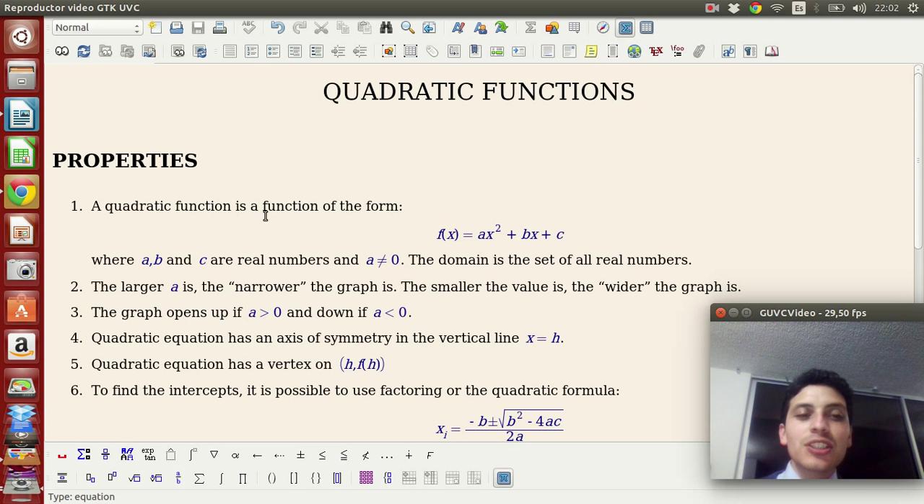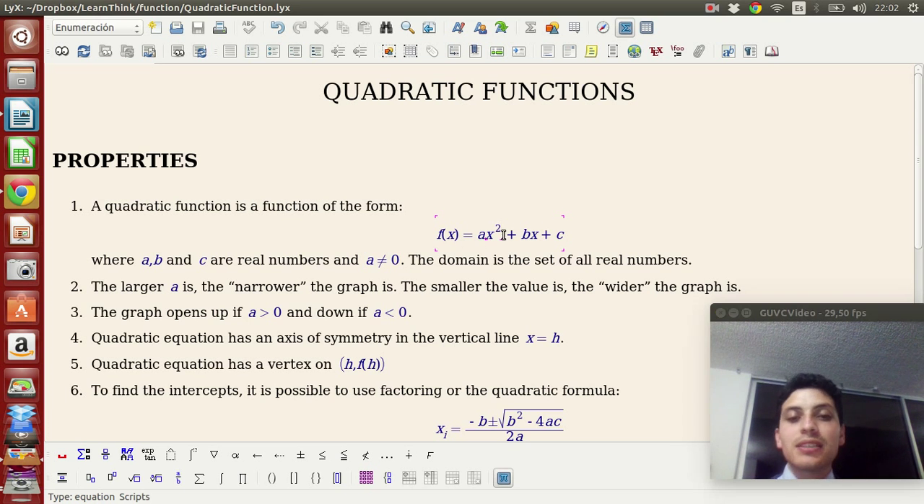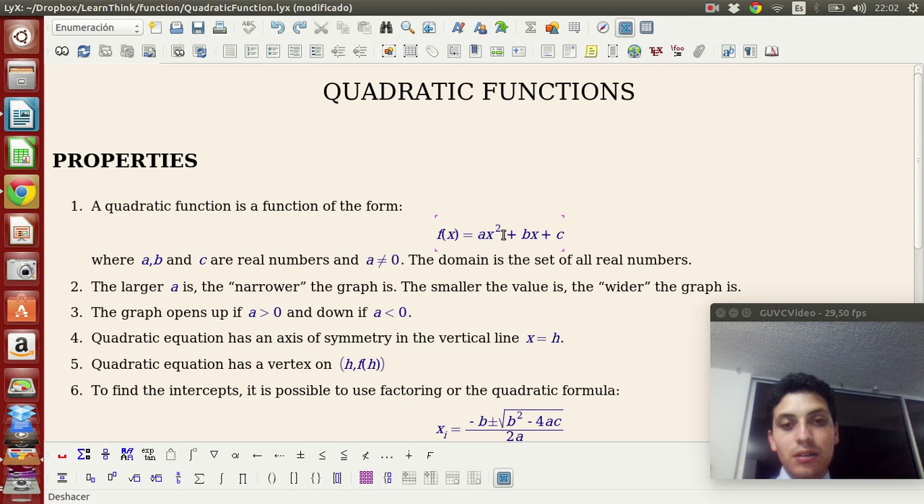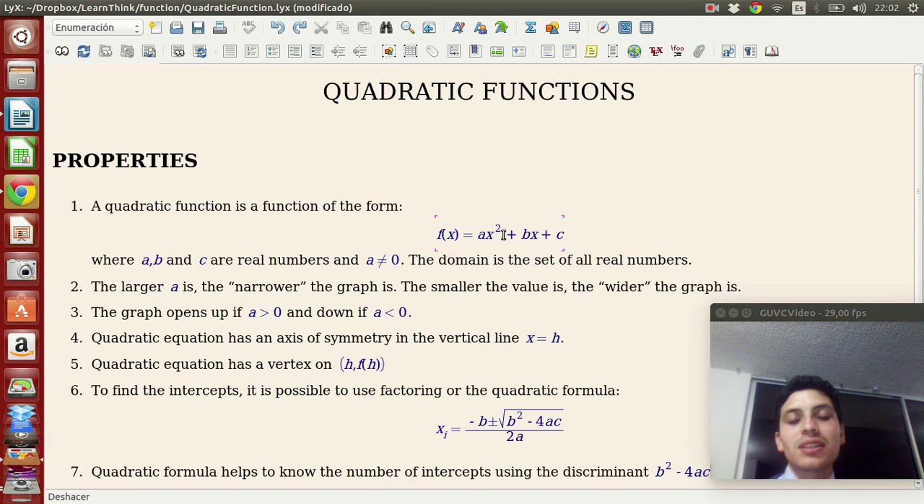A quadratic function is a function of the form f of x equals ax squared plus bx plus c, where a, b, and c are real numbers and a is different than 0. Of course, if a is 0, this term will be a linear function, so obviously it's not going to be a quadratic equation.